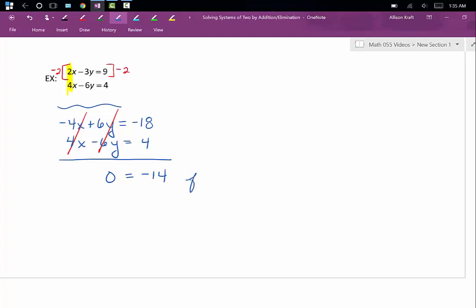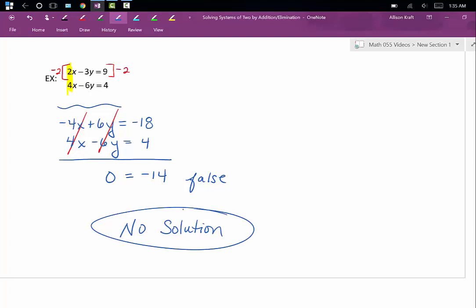This is a false statement. Anytime you're solving a linear equation in one variable and you get a false statement, that means that there is no solution. This system has no solution. If we were to graph these, the lines would be parallel and never intersect.